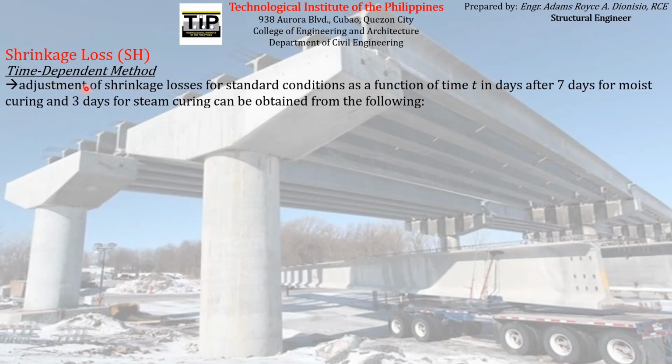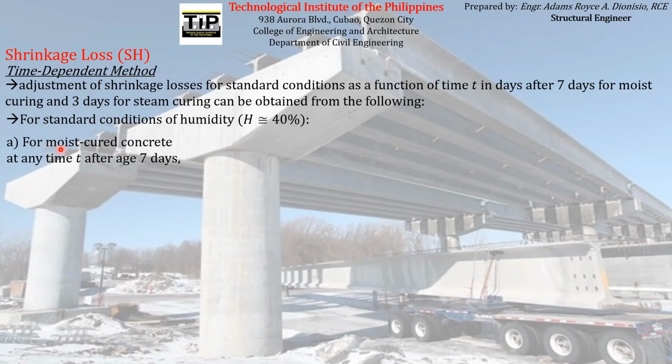So the adjustment of shrinkage losses for standard conditions is being expressed as a function of time t in days after 7 days for moist curing and 3 days for steam curing. The formula for that adjustment is specified here. Take note again, these formulas are just for standard conditions of humidity, approximately 40%. For moist cured concrete at any time t after age 7 days, the formula for the adjusted shrinkage strain is equal to this.